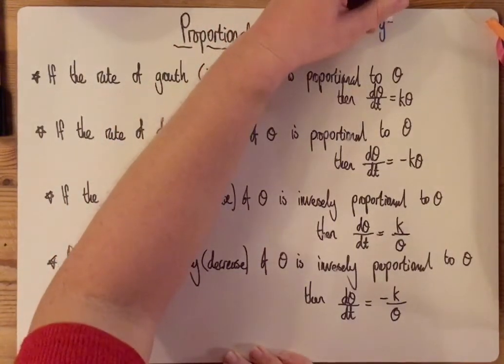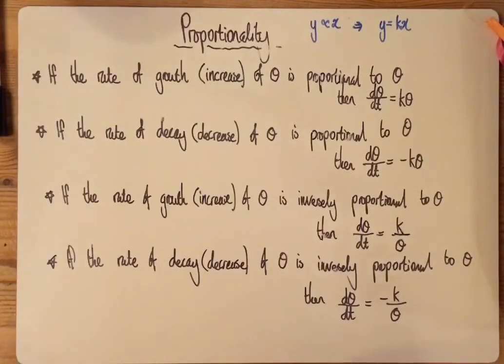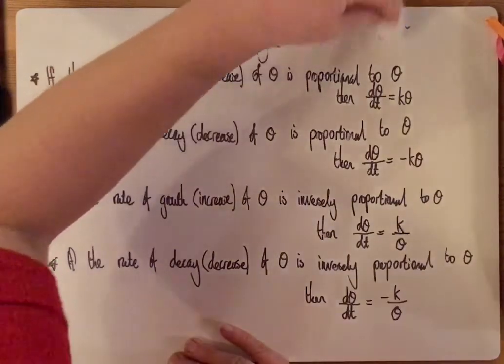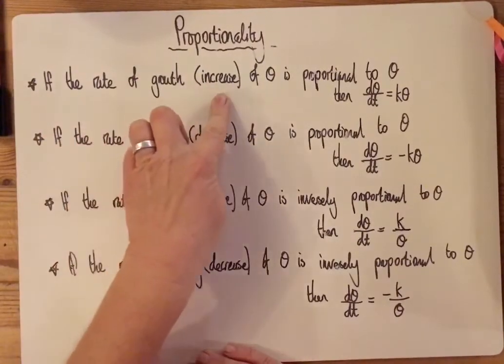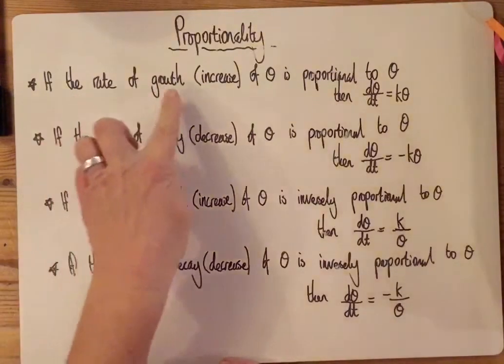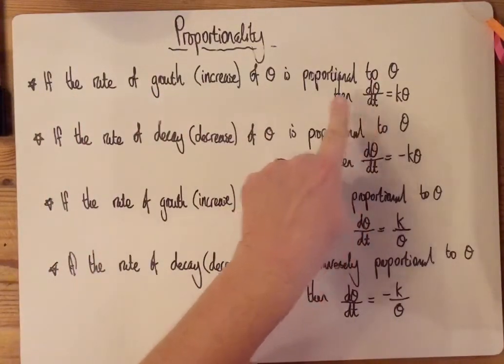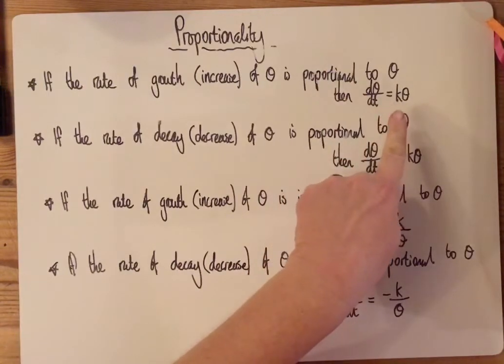then y equals kx for a constant k. So all we're doing is relating this to rates of change. So if the rate of increase of theta is proportional to theta, then d theta by dt is proportional to theta, so that equals k theta.